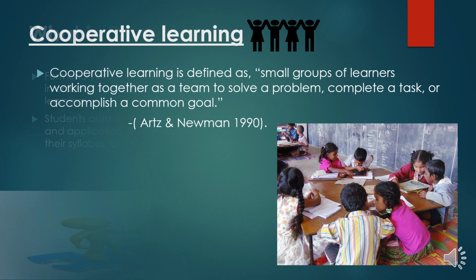Now comes the definition of cooperative learning. The definition of cooperative learning was given by Arts and Newman in 1990. According to them, cooperative learning is defined as small groups of learners working together as a team to solve a problem, complete a task, or accomplish a common goal.